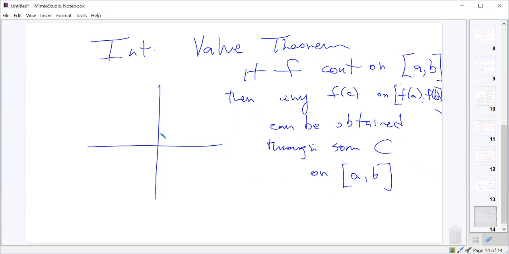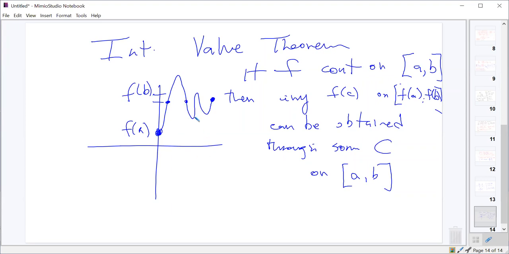So effectively it says, if I start here and I end here and my function is continuous, doesn't matter how I get there, every single value between f of B and f of A, so all the y values between f of A and f of B, can be found by picking some value of C between A and B. I pick this one, let's say. I can find that right here. That's between A and B. I can also find it right here. That's between A and B.